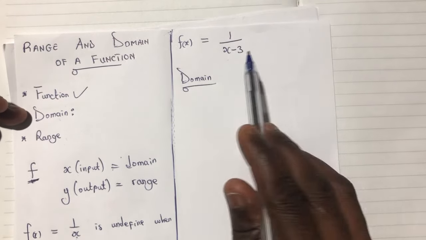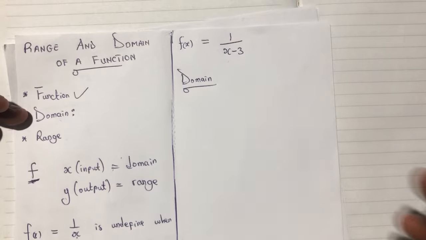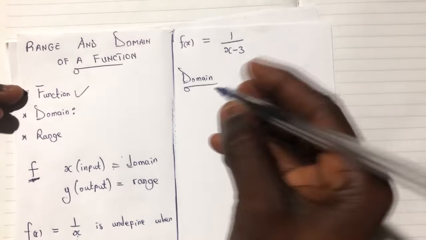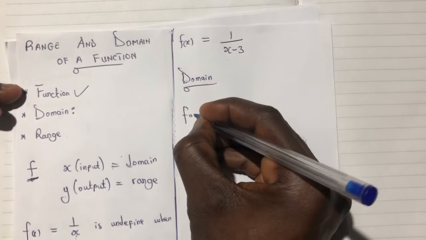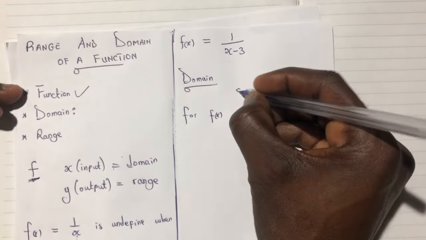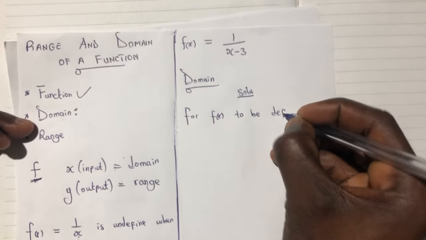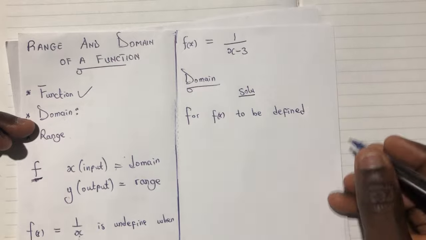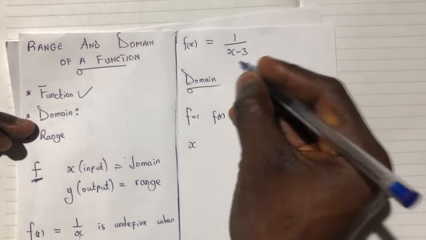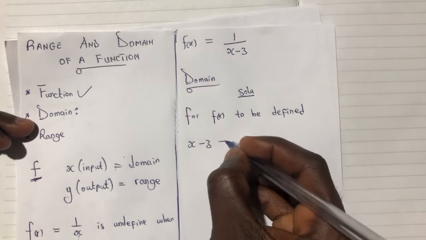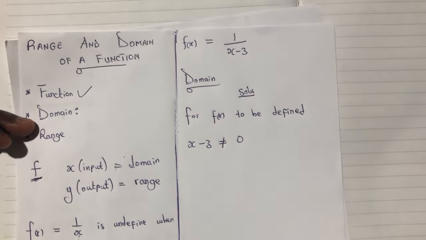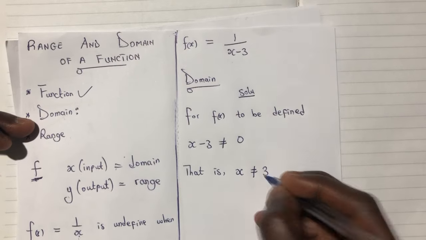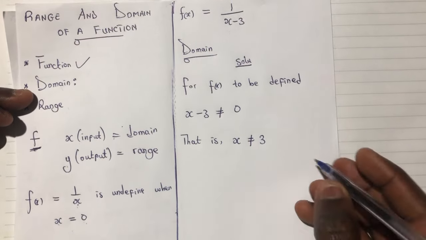So to be able to do that, all we need to do is to equate the denominator to 0. And to do that, we write a statement and we say that for f of x, the function given to us, this is the solution to be defined, because we are interested in getting the values that will make the equation defined. To be defined, the denominator x minus 3 must not be equal to 0. That is, x must not be equal to 3. So we can say that therefore we are done.